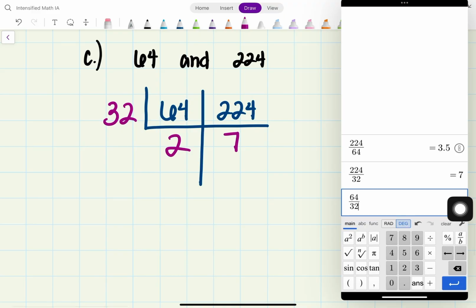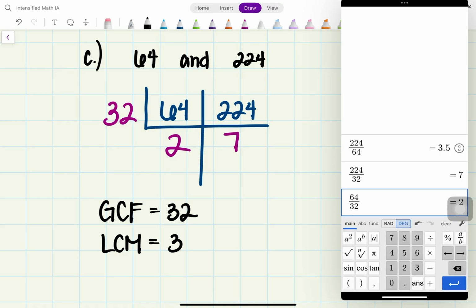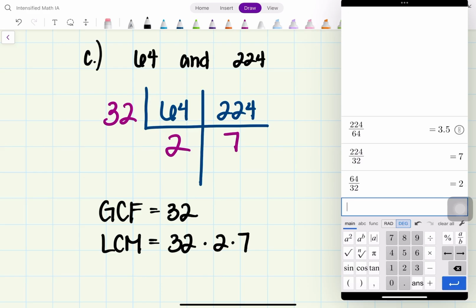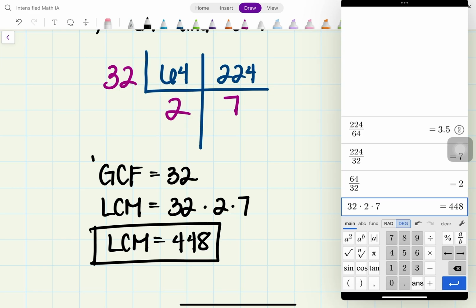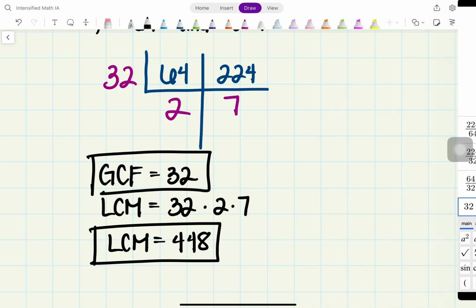So my GCF is 32, and my LCM is going to be my GCF times the remainder 2 and 7. So 32 times 2 times 7, which is an LCM of 448. So these two are my answers here.